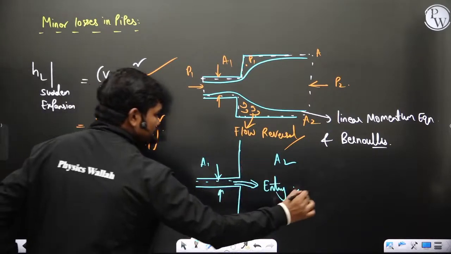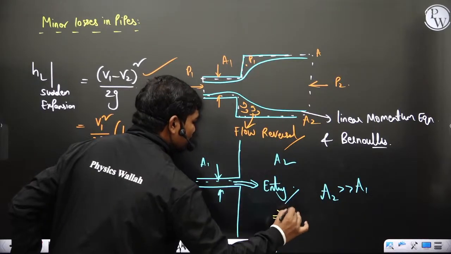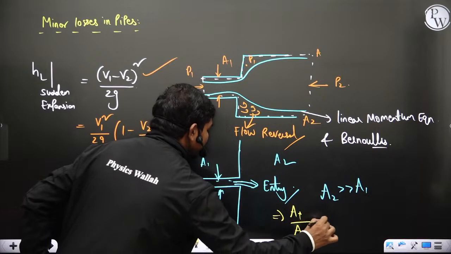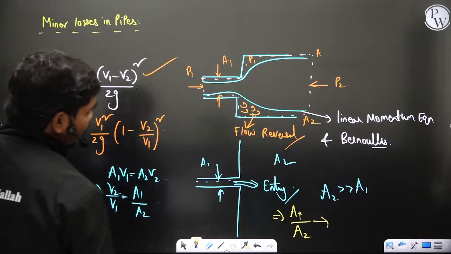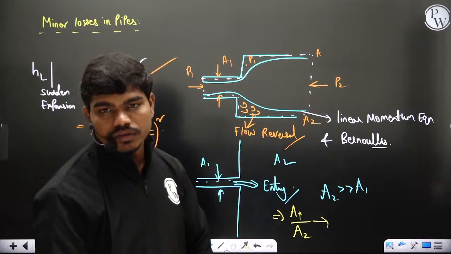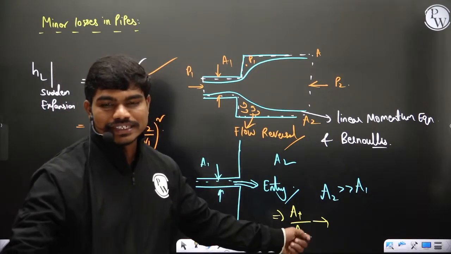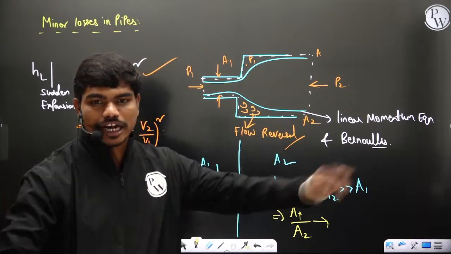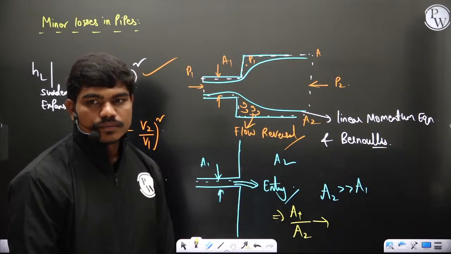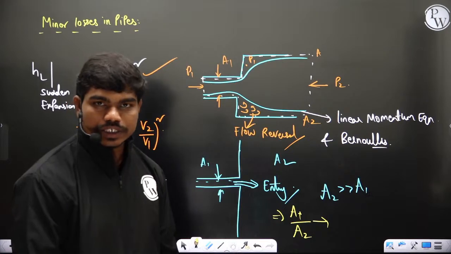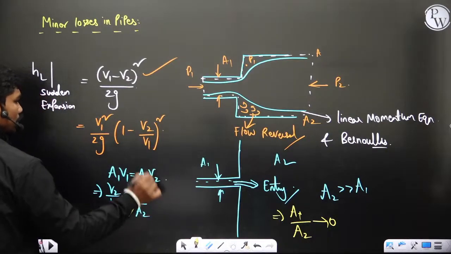Now whenever A2 is very large, like a tank into which the fluid is coming through a small pipe, can anyone tell me what is the value of A1 by A2? If a small pipe is discharging the fluid into a large tank, then what about A1 by A2? Zero, right? Yes, it tends to 0. So this value is tending to 0.